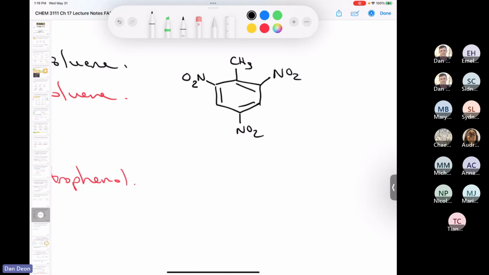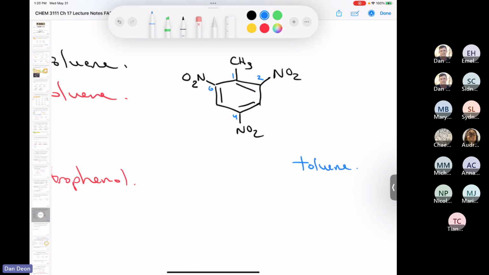Yes, absolutely. This is some kind of toluene. And so if it's a toluene, we'll scribble this down here. Thanks, Diana. So I have one. It doesn't matter if I go clockwise or counterclockwise. I have substituents at carbons 2, 4, and 6. So I'd call this 2, 4, 6 tri.